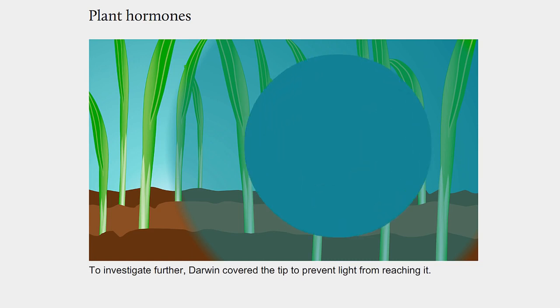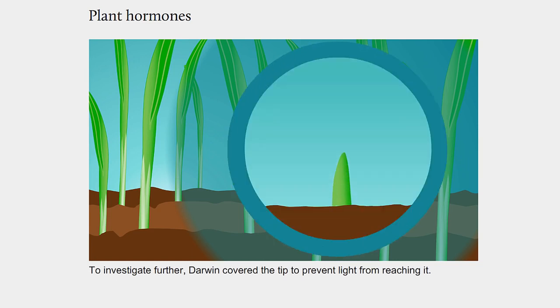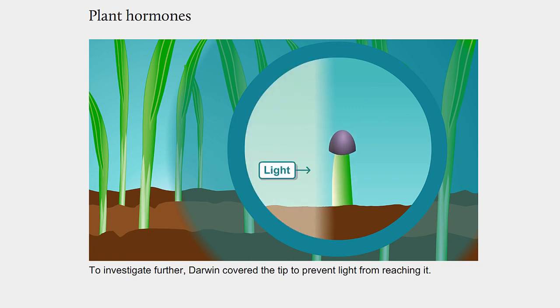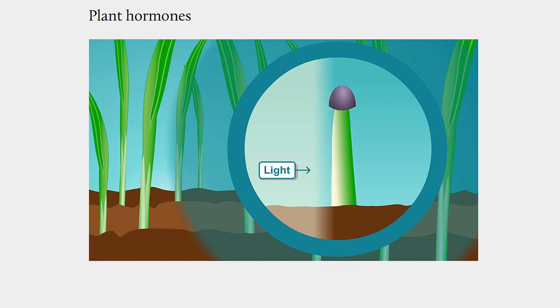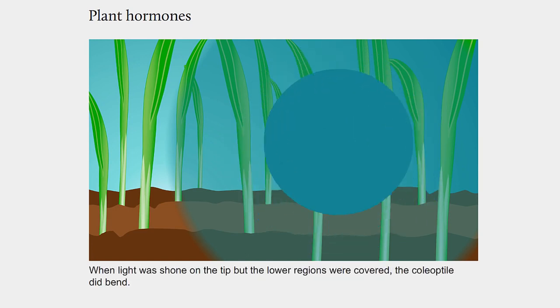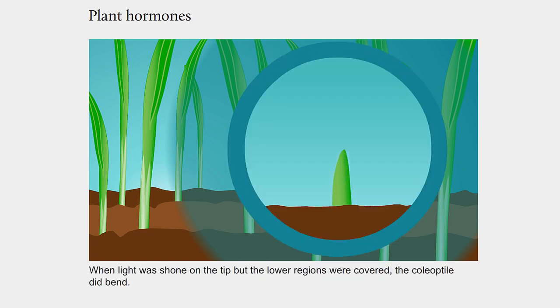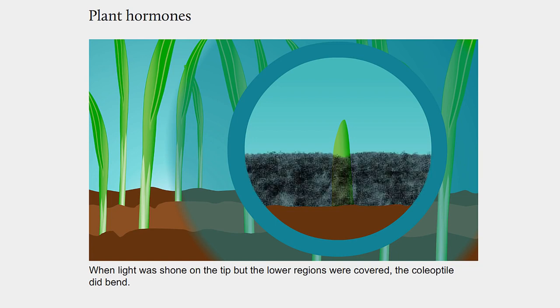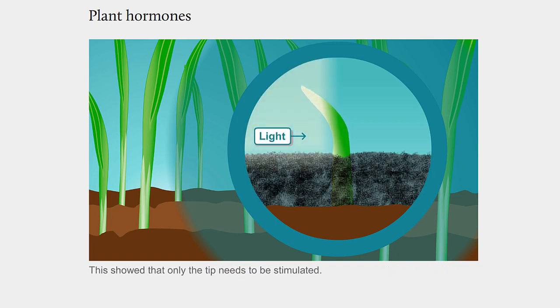To investigate further, Darwin covered the tip to prevent light from reaching it. The lack of bending response confirmed that the tip must be stimulated. When light was shone on the tip but the lower regions were covered, the coleoptile did bend. This showed that only the tip needs to be stimulated.